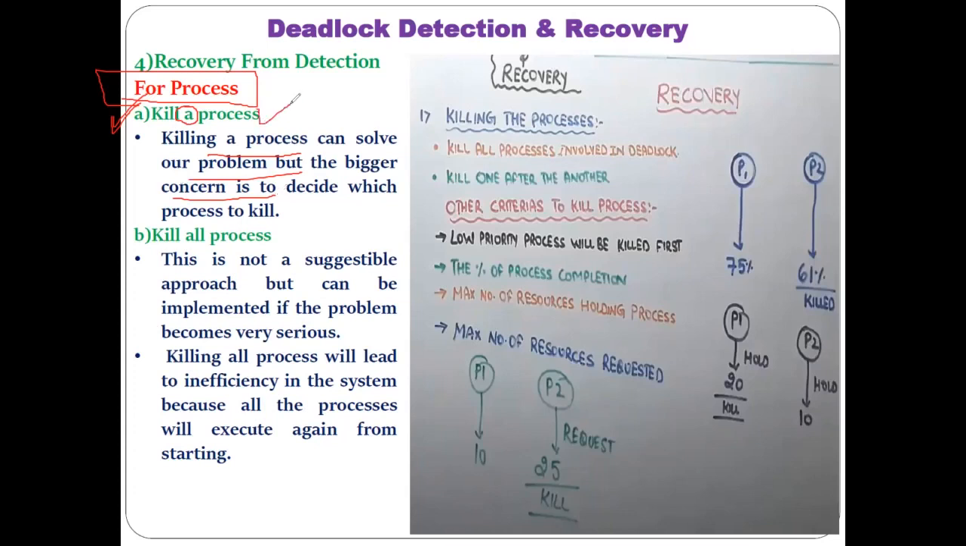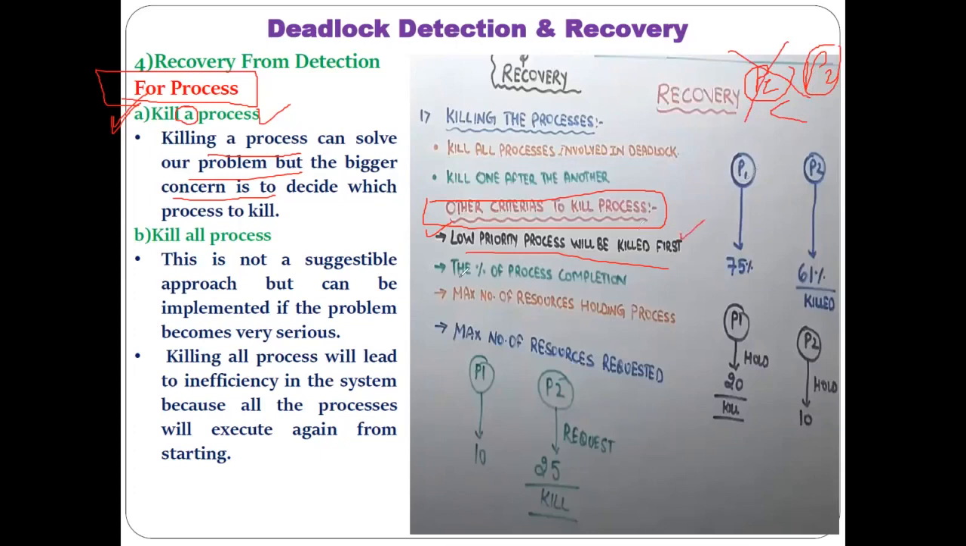So first case is what? Killing a single process at a time. Now in this case, the difficulty is what? Which process to be killed first? So for that purpose, different criteria can be applied. Criteria one is that a low priority process will be killed first. If there are two processes, P1 and P2, and P1 has lower priority as compared to P2, then P1 will be killed first. Understood? That is one criterion.